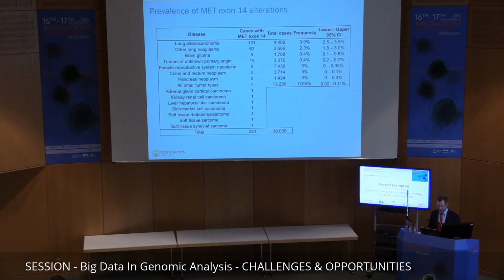So this is the distribution of these alterations among different cancer types. They were present in about 3% of lung adenocarcinomas and about 2% of other lung neoplasms. They were also present in about 0.5% of brain glioblastomas and 0.5% of cancers of unknown primary origin, as well as single MET exon 14 alterations identified in those other tumor types. So clearly, at least in lung and in brain, assessing the mutational status of MET exon 14 is critically important.